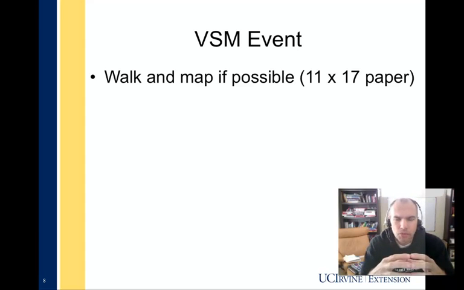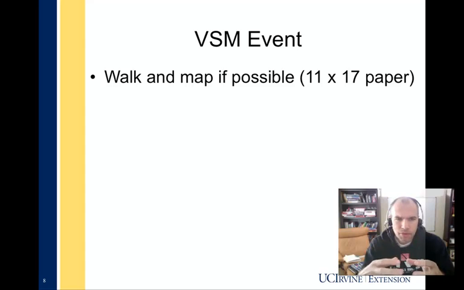So ideally, when we're doing our mapping, the most ideal scenario would be that we would actually walk the process. So walking the process with an 11 by 17 sheet of paper and actually mapping it as you walk the process is the ideal scenario. Now that's not typically the case.